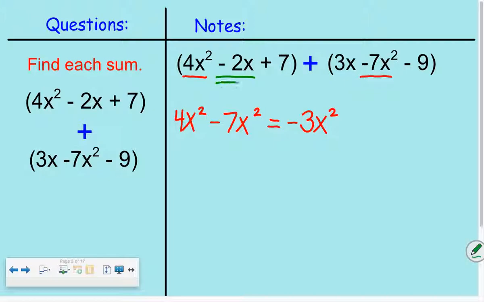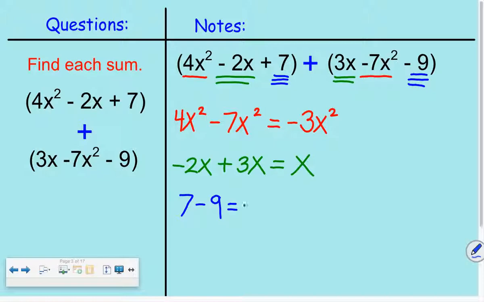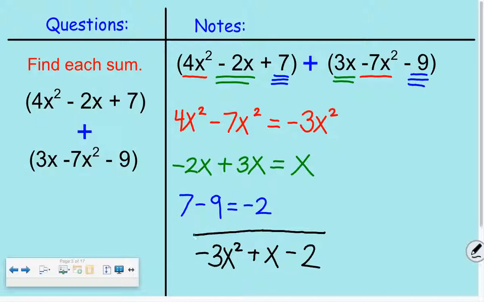Then negative 2x and positive 3x are like terms. So negative 2x plus 3x equals 1x, or just x. And then positive 7 and negative 9 are like terms. So positive 7, negative 9 equals negative 2. Then I'm going to write my answer with all three of those parts. So negative 3x squared plus x minus 2 is my answer.